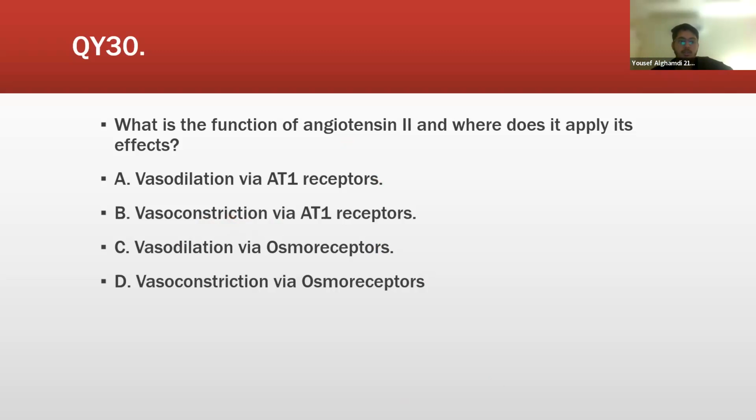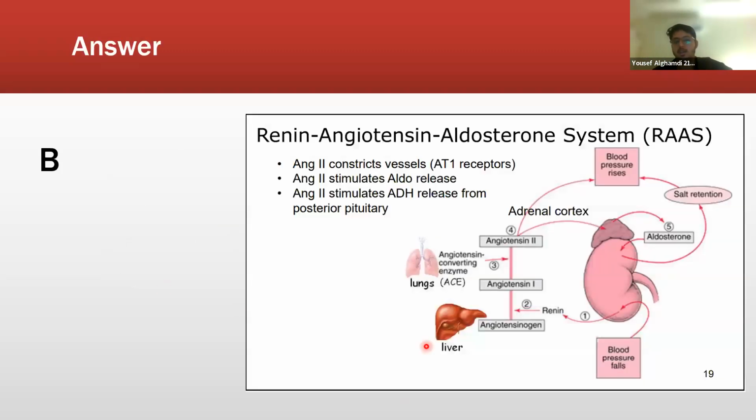I thought of a way to remember it, but I guess you just have to remember it as is. Okay, this is the slide. Angiotensin constricts at AT1, stimulates aldosterone, so sodium and water retention, and stimulates antidiuretic hormone, which stops urination, so you'll keep fluid, retain fluid. Okay.